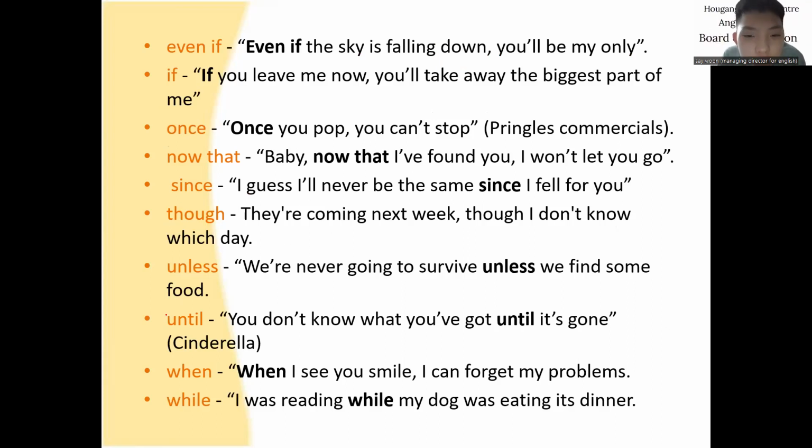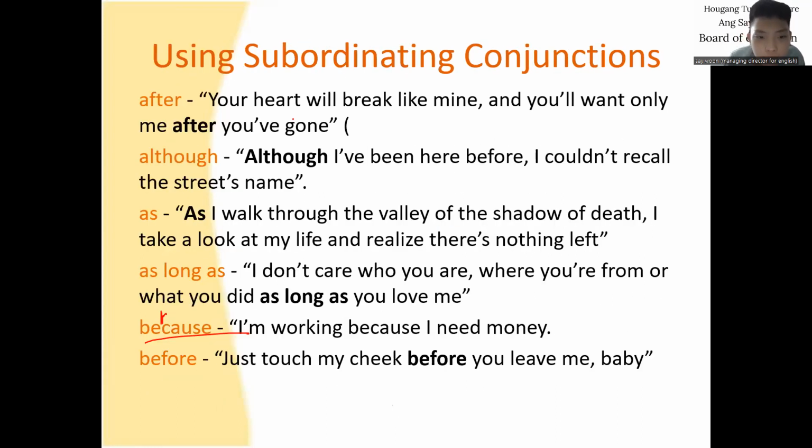What is all this? Now that I found you, I won't let you go. I guess I'll never be the same since I fell for you. Oh my god. There's coming next week, though. I don't know which day. We're never gonna survive. Unless we find some food, you don't know what you've got until it's gone. I don't know what the Cinderella means. When I see you smile, I can forget my problems. I was reading while my dog was eating his dinner. This is not about love. Okay? Finally, this last one is not about love. The whole thing, from here to here is all love, you know. I don't know why they put it.